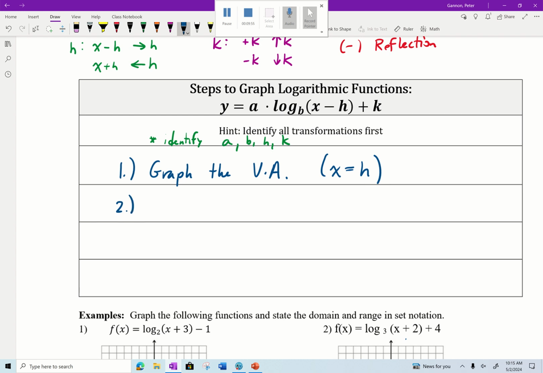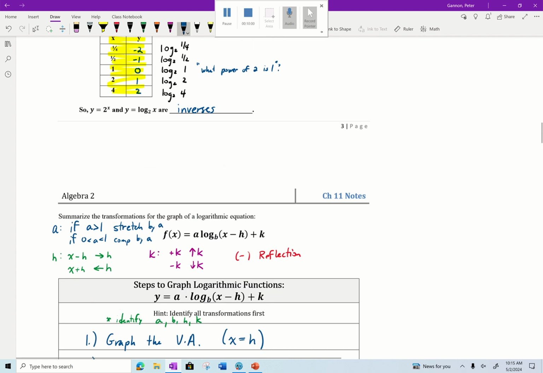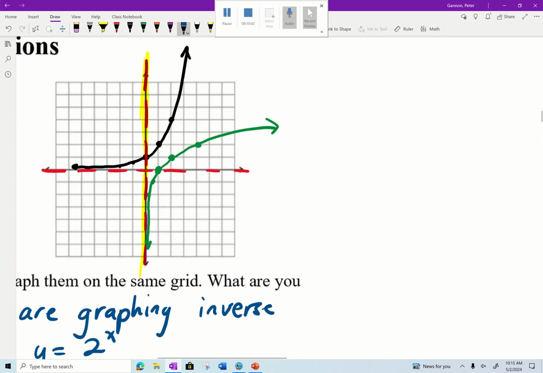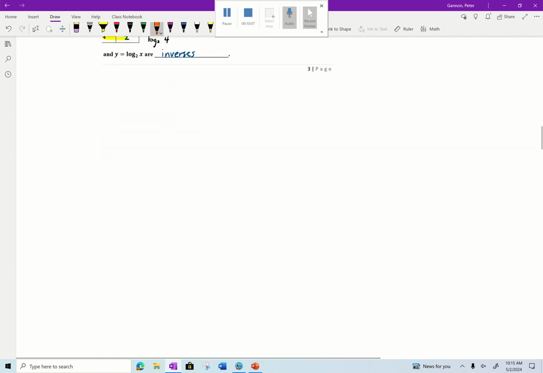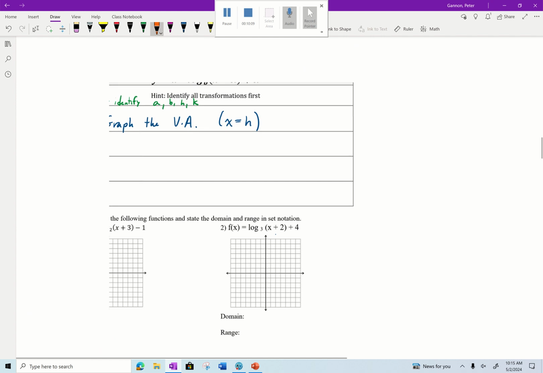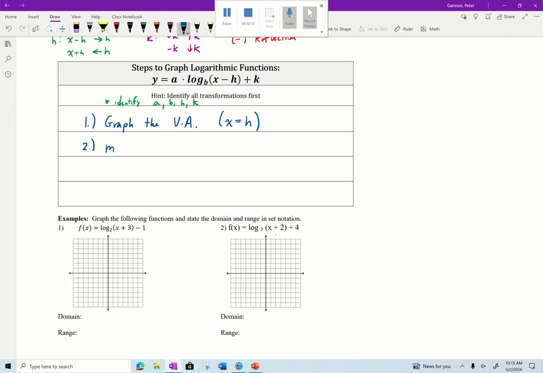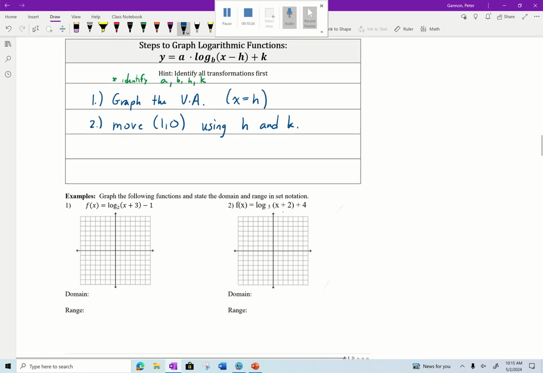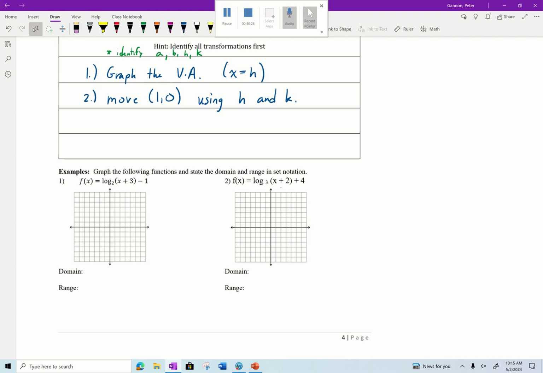Step two. Now, there's always going to be an anchor point with these parent functions. And up here, the anchor point happens at the x-intercept. It's 1, 0. So for step 2, we're going to move that point 1, 0 using h and k. We'll talk about what that looks like in a minute. So we're going to move 1, 0 using h and k. That is what is referred to as the anchor point.